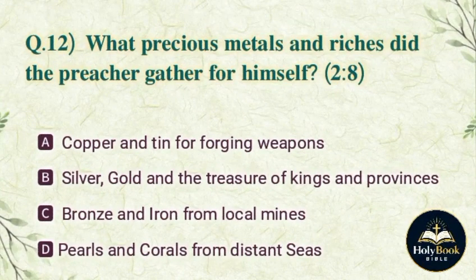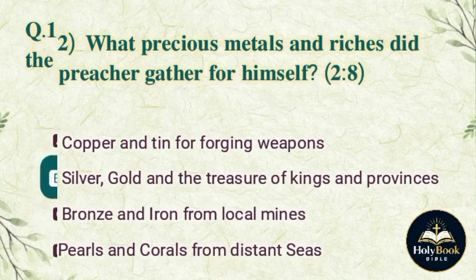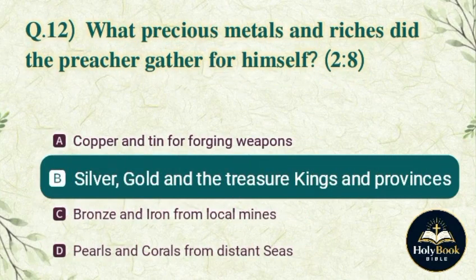Question: What precious metals and riches did the preacher gather for himself? Options: A. Copper and tin for forging weapons. B. Silver, gold and the treasure of kings and provinces. C. Bronze and iron from local mines. D. Pearls and corals from distant seas. The correct answer is option B. Silver, gold and the treasure of kings and provinces.